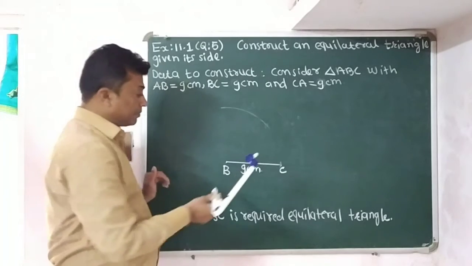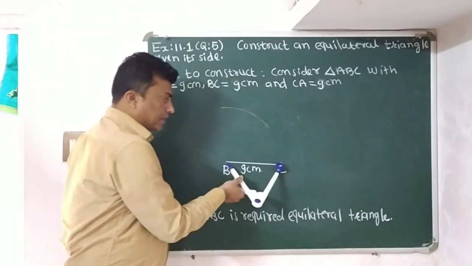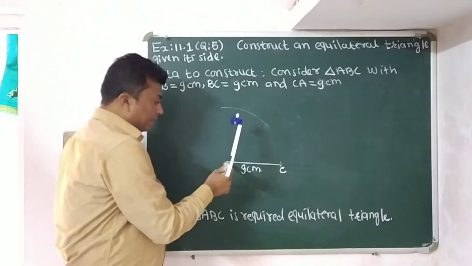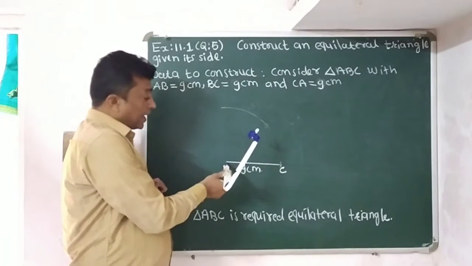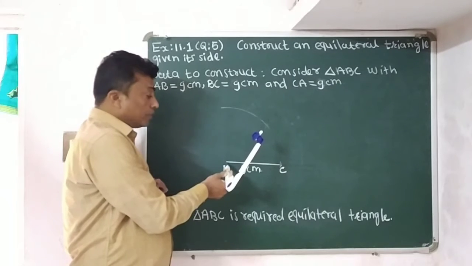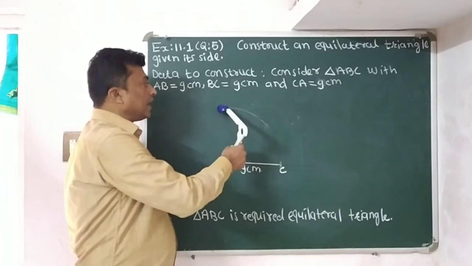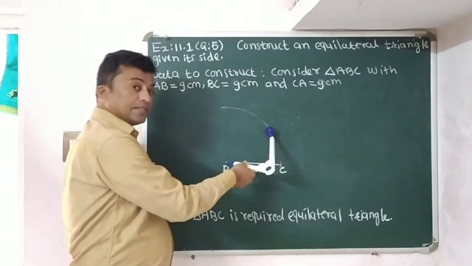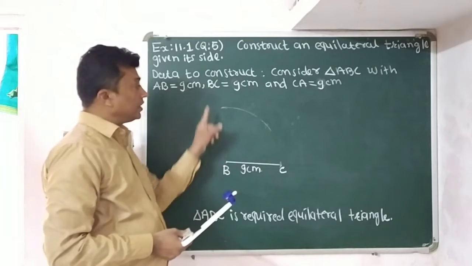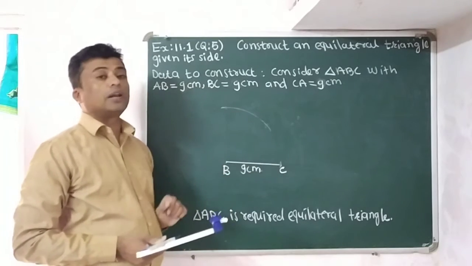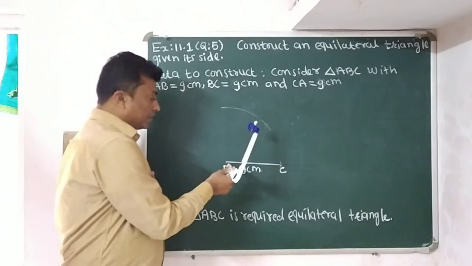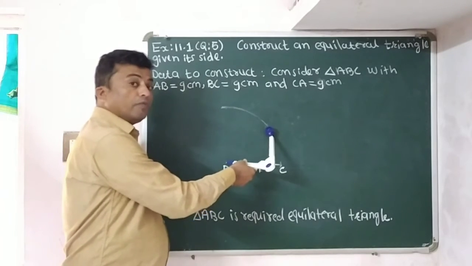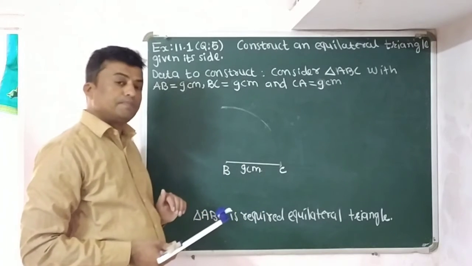Again I repeat this step. Keep the metal end on B and the pencil end on C. So this is the radius of 9 centimeter. I keep the metal end on B. With B as center and 9 centimeter radius, draw one arc above the line segment BC.